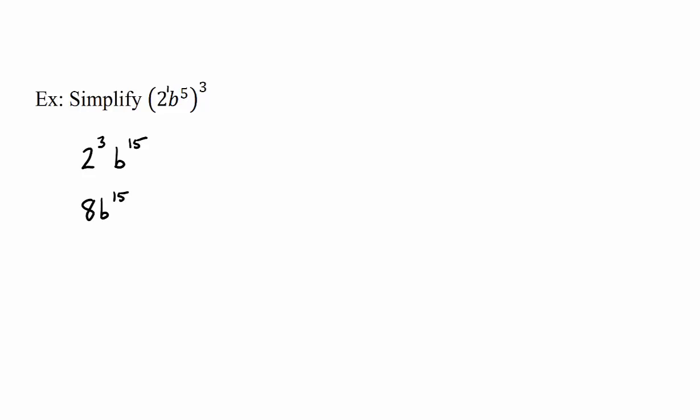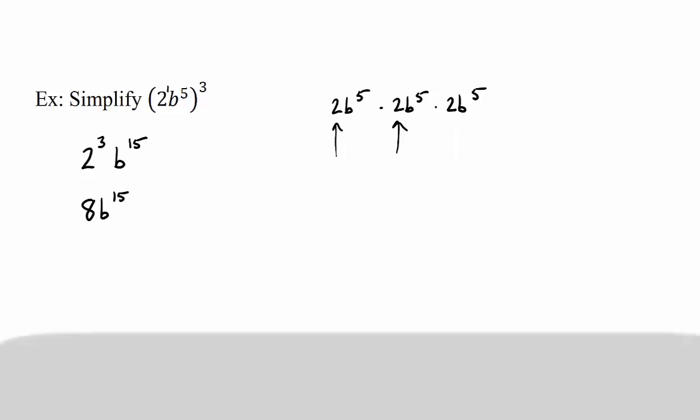Now, just to show you why we often make the mistake of forgetting that 2 to the power of 3, remember that this repetitive multiplication means take the base, which is 2b to the 5, and multiply it 3 times. Well, if I do that, I can see that 2 times 2 times 2 is going to be that 8 that is in the final answer.